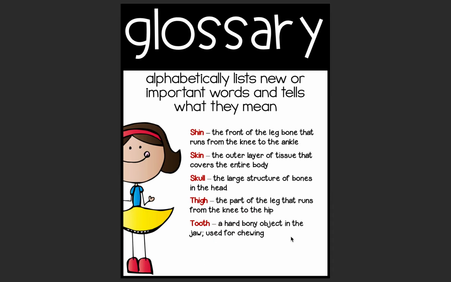Glossary. You will find the glossary more at the end of a book normally. Glossary is an alphabetical list of new or important words that tells what they mean. So here are all the new and important words that you would find throughout the story. And they would have a definition of what that means. So for instance, shin. The definition for that is the front of the leg bone that runs from the knee to the ankle.